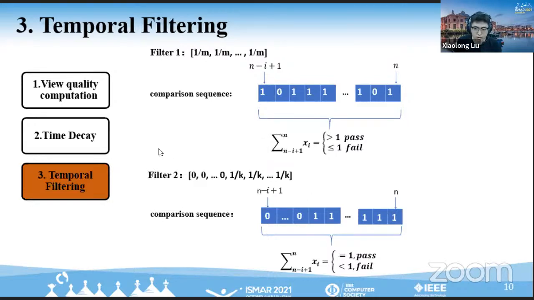This is the second filter, whose length is I. The number of zeros in this filter is I minus K. If the result of the second filter is 1, it means this user starts to have the best viewport quality for K frames. So we set him as the dominant manipulator.